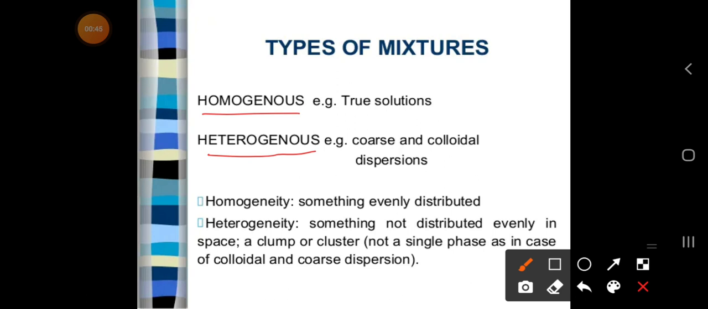If you take any type of solution and add any number of components, it will be a clear liquid. That we call homogeneous. For a general example, salt and water. If you take a spoon of salt and add it to water, it is dissolved. We are getting a clear liquid.